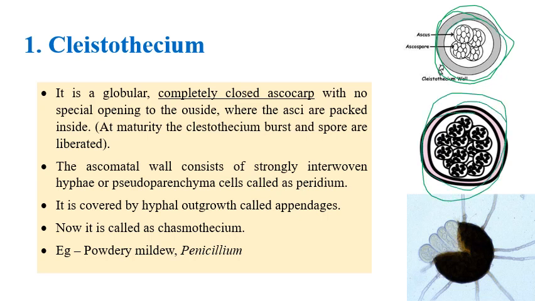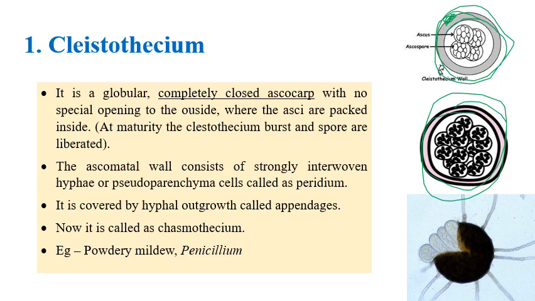Then you can ask me, if it is closed completely, how can the ascospores that are packed inside the ascus be released outside? When it attains maturity, it will automatically rupture wherever it is a little bit weaker. For example, imagine in this area the wall is a little bit loose or weak. When it attains maturity, enormous pressure develops inside, where it ruptures and the spores will be released. Generally, cleistothecium is a completely closed ascocarp with no special opening to the outside.